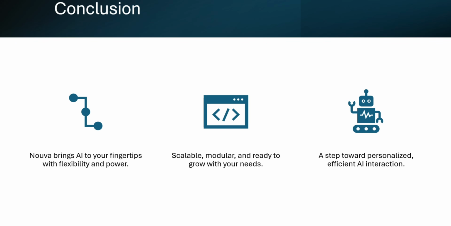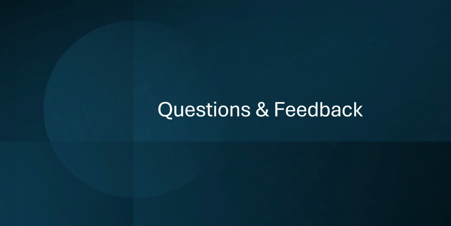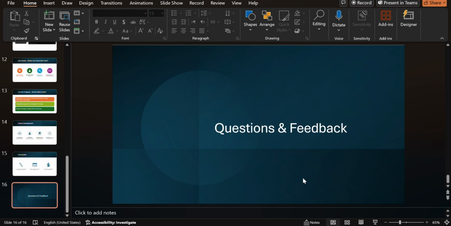So what is the conclusion for that? Nova brings AI to our fingertips. It can help us in our daily stuff. For example, a common man can do a single task at a time, so these agents can help him do multiple tasks. So his two hands can be 10 hands and more. Then it is scalable and modular, and a step towards personalized, efficient AI integration. So let's move to the code first.